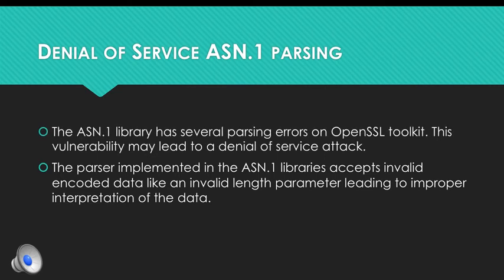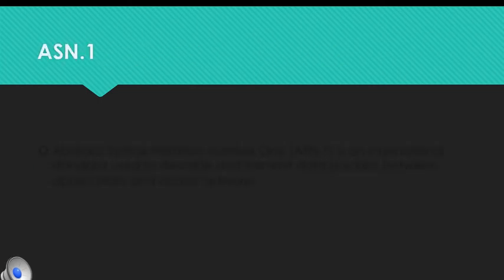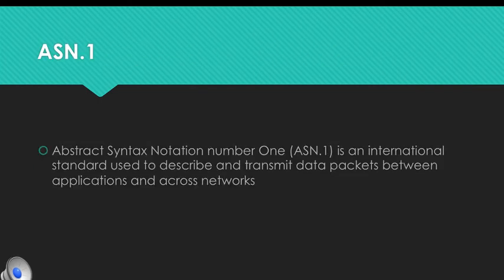The ASN.1 library has several parsing errors in the OpenSSL toolkit. For example, some allow malformed certificate encoding to be parsed incorrectly. This vulnerability may be remotely exploited and cause a denial of service. ASN.1 stands for Abstract Syntax Notation number 1, and it is an international standard used to describe and transmit data packets between applications and networks.